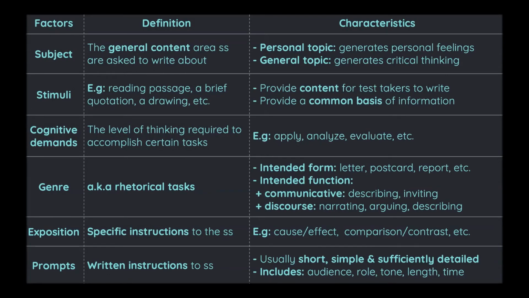There are 6 factors that affect the task. First, the subject. So it is the general content area students are asked to write about. So we've got personal topic, which generates personal feelings, and general topic, which generates critical thinking. We've also got stimuli. For example, stimuli like a reading passage, a brief quotation, a drawing, things like that. And it provides content for test takers to write and provides a common basis of information.